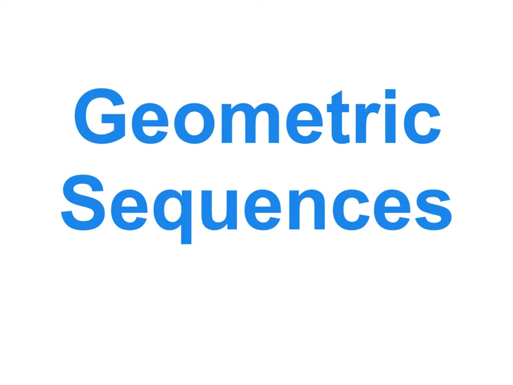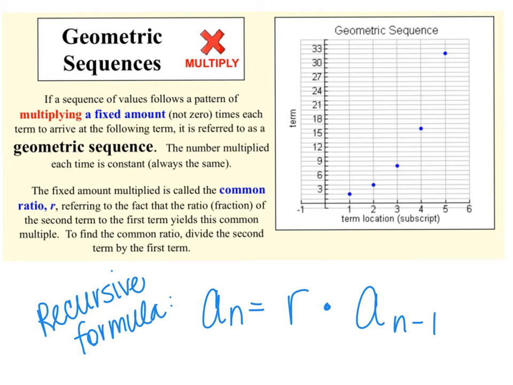In this video, we're going to talk about geometric sequences. What makes a sequence geometric is that we multiply by a fixed, non-zero amount, which we call the common ratio, between each term. So it is a non-linear pattern, which makes it different than an arithmetic sequence. The recursive formula here, instead of adding our ratio, we multiply. We multiply the common ratio by the previous term to get the next term.